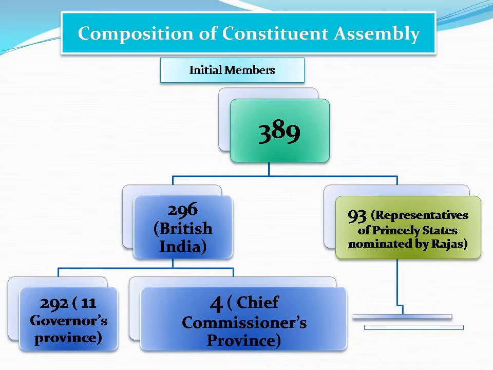The total number of members of the Constituent Assembly was 389, divided into British India and princely states. British India had 296 members and the princely states had 93 representatives. The 296 were further divided into 292 governors' provinces and 4 chief commissioners' provinces. A chief commissioner's province refers to a middle-level or minor type of province in British India, not headed by a governor but by a chief commissioner.